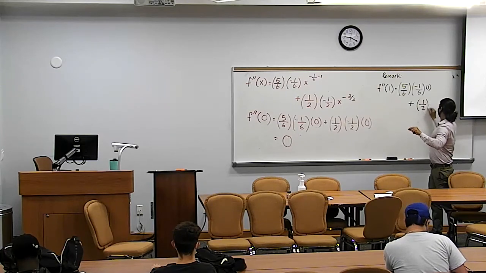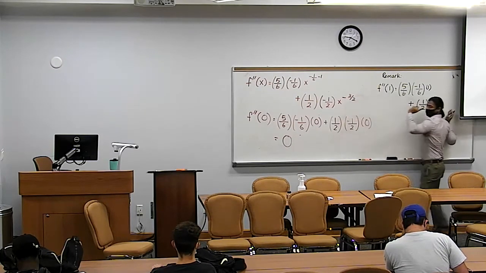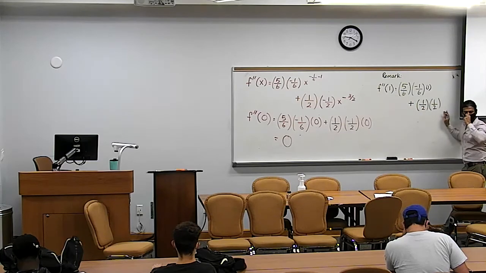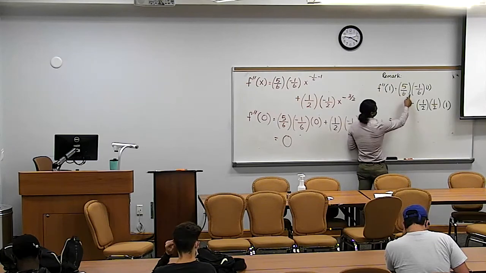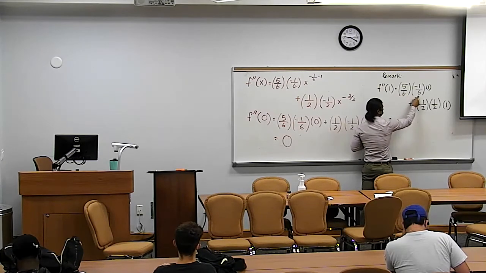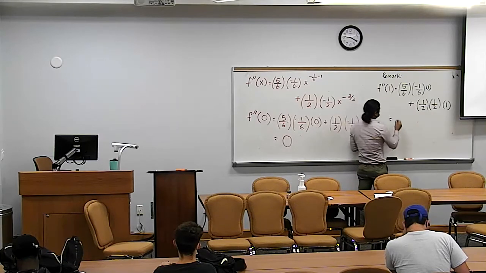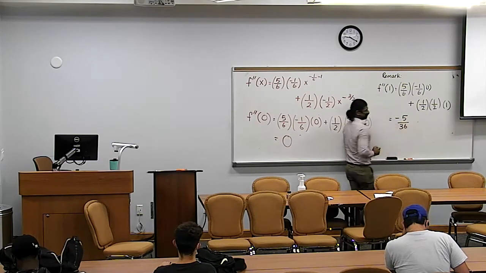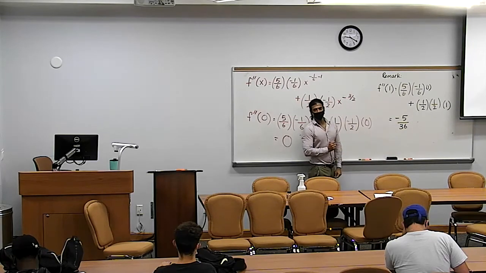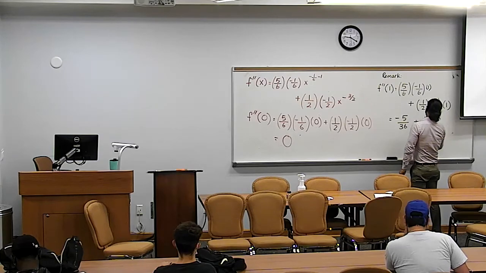1/2 times 1/2. 1 raised to the power of any number is 1. So we have 5/6 multiplied by -1/6 multiplied by 1. We have -5/36. Yes? 1/2 times 1/2 is 1/4.